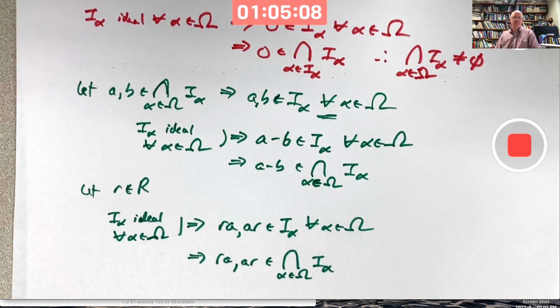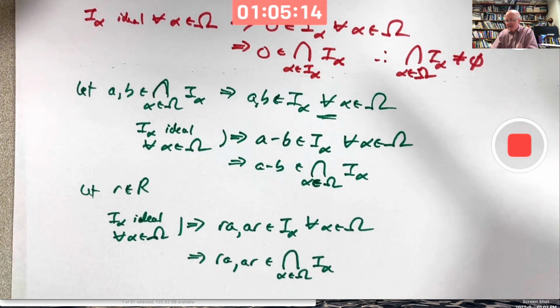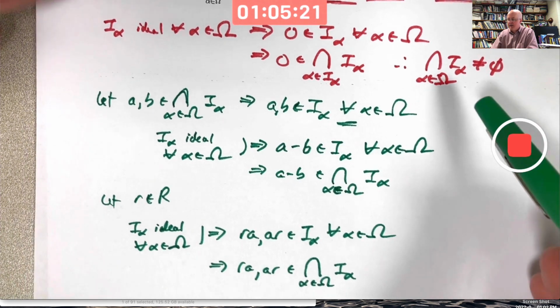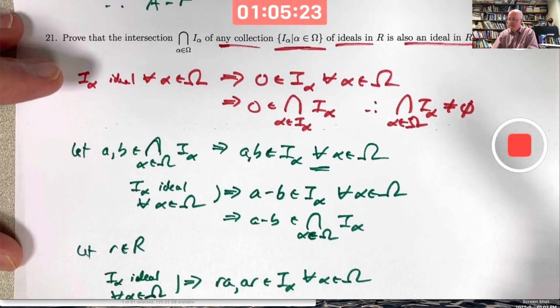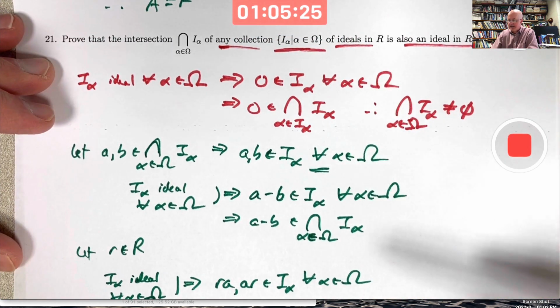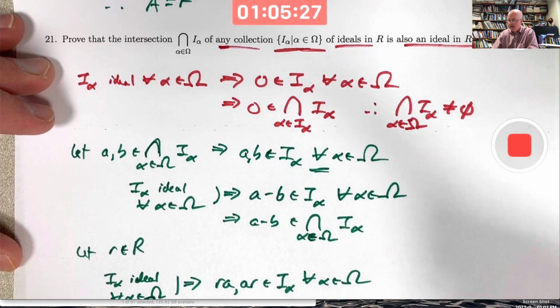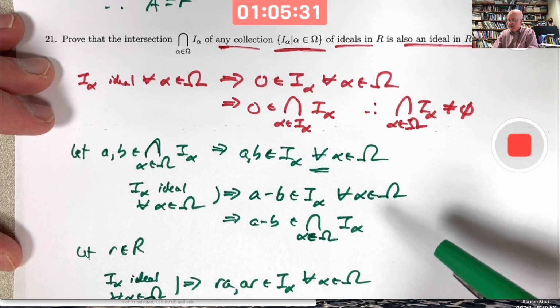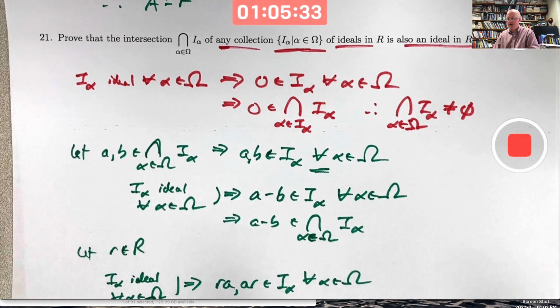And that's it. It really is that straightforward and that quick. You just have to understand the key ideas. What does it mean to be in the intersection? It means you are in every single one of those sets. It doesn't matter what the omega is. It's irrelevant. It's just some index set. Could be a finite set, could be an infinite set, could be uncountably infinite. It doesn't matter. The intersection is still going to be an ideal. We are using the ideal test.